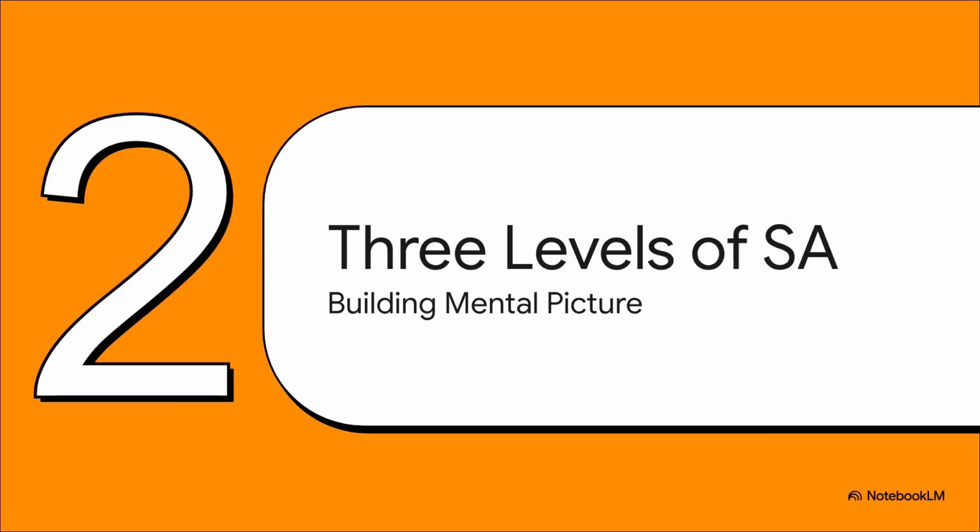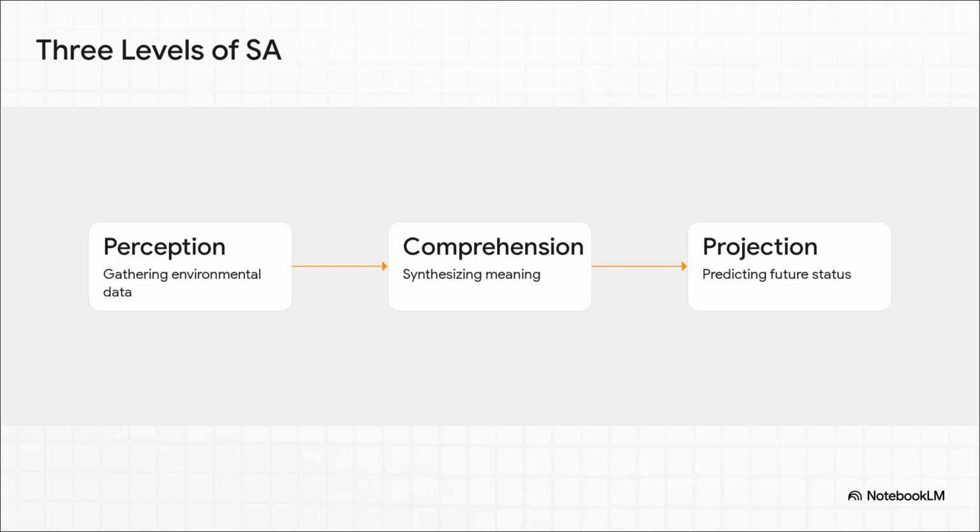Moving on to Section 2, the 3 levels of SA and how we actually build that mental picture. You see, situation awareness isn't just one giant lump of knowledge. It's a hierarchical structure. It builds up sequentially. Think of it kind of like a giant puzzle. Level 1 is perception. That's just seeing the puzzle pieces scattered on the table, like reading an altimeter or hearing a warning beep. Level 2 is comprehension.